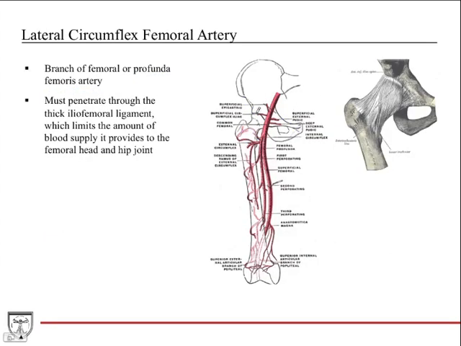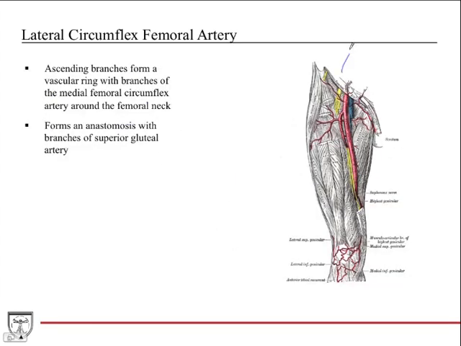So the lateral circumflex femoral artery, again, just like the medial, it's a branch of the femoral or the profunda femoris artery. Now, the reason why it's not the major blood supply to the femoral head and hip joint is that it has to penetrate through the thick iliofemoral ligament. And just to remind you, this is the anterior view. Here's that thick anterior iliofemoral ligament. So that impedes the artery from becoming the major blood supply because it's got to make its way through that.